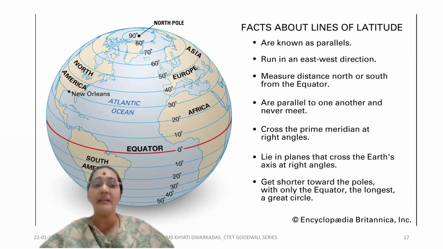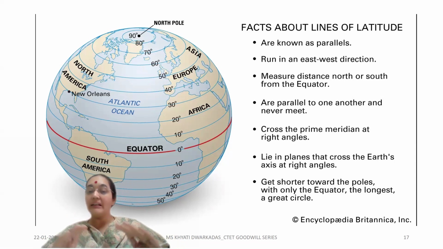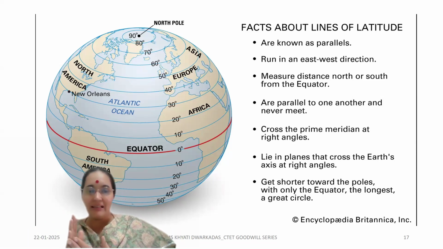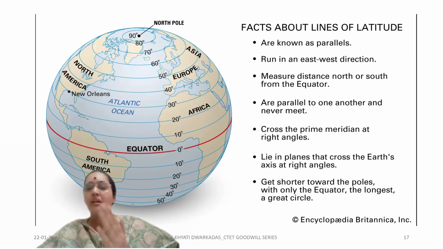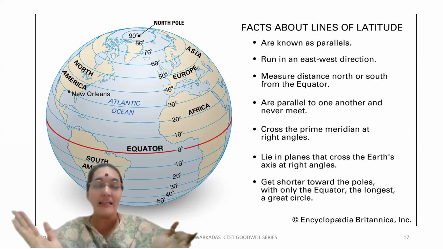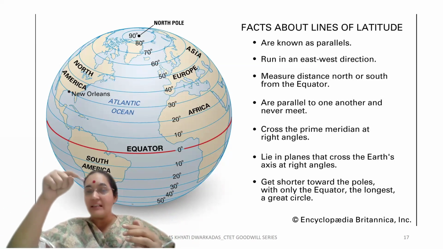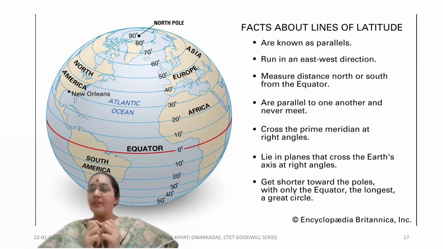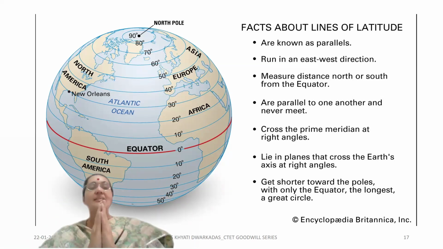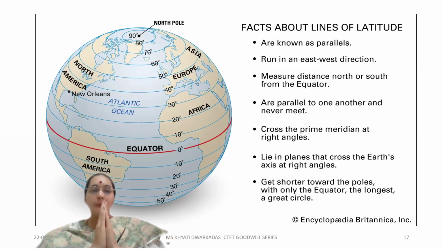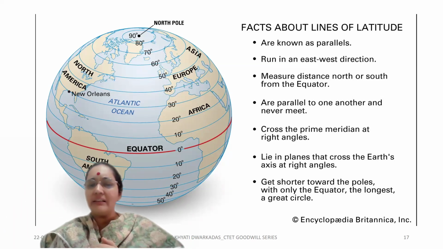They cross the prime meridian at right angles. I will show you the prime meridian. They lie in planes that cross the Earth's axis at right angles. So wherever there is an axis of the Earth, there will be a right angle. Lines of latitude get shorter. So as we move towards the North Pole, the lines of latitude become shorter in size because the globe also starts narrowing. Like I told you, it's nice and bulging at the center. And as it goes up, it starts narrowing. So the lines of latitude also become shorter. You can see it here in the diagram.